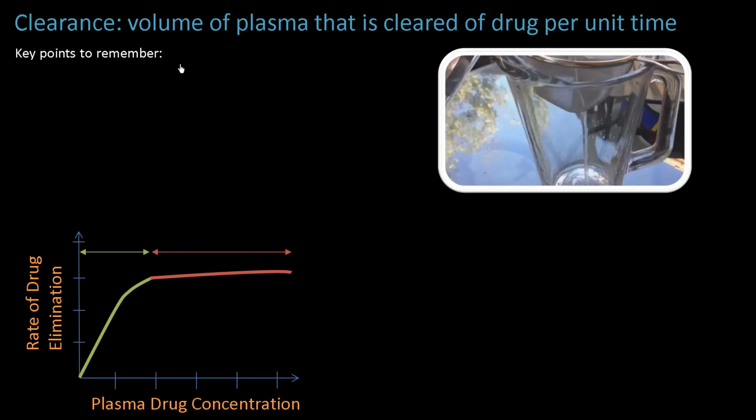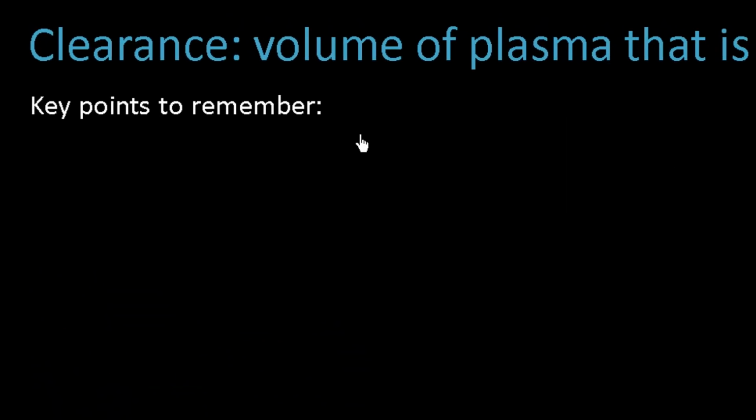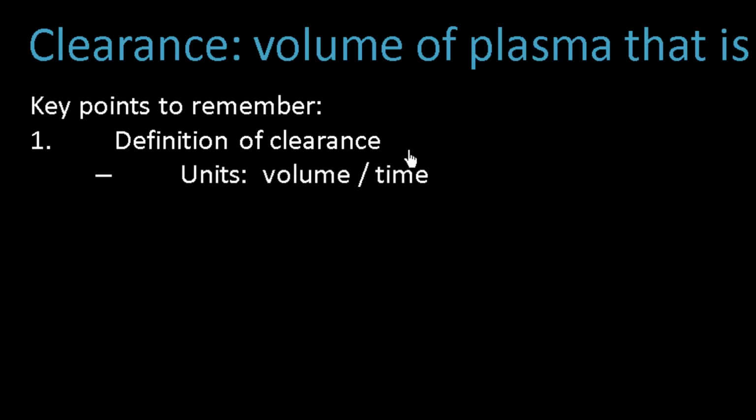So let's discuss the three most important points to remember and front load this lecture, and then develop each one of those points. So the first point is the definition. What is the definition of clearance? Well, we just said it's a volume per unit time. And I want you to remember just that, the units of clearance. It is a volume. It is milliliters per minute.